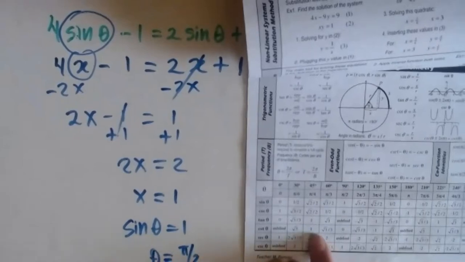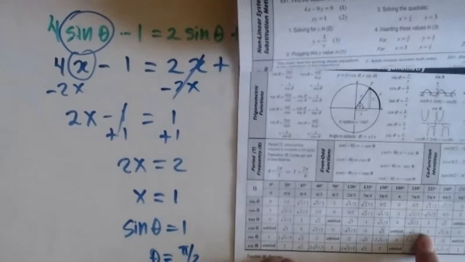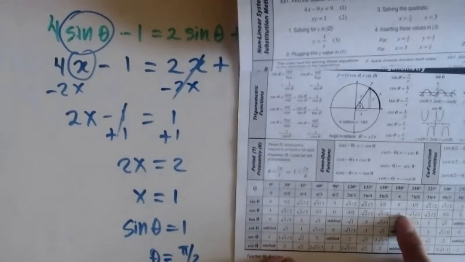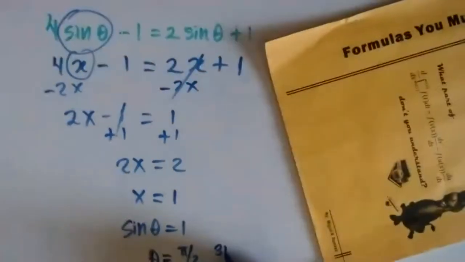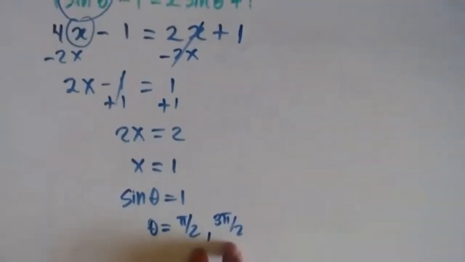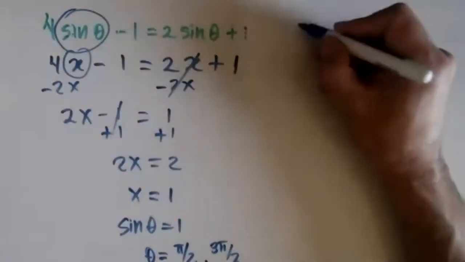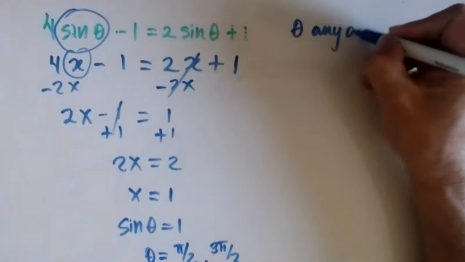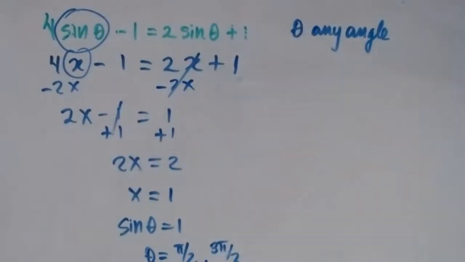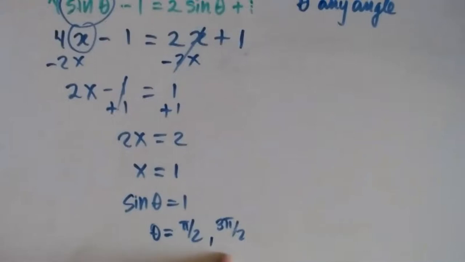And if I continue, I see another one right here, 3 pi over 2, correct? So according to my table, I have 2 solutions. But remember, theta could be any angle. So this is not going to be the only solution, correct?